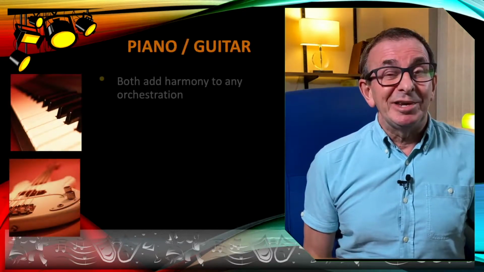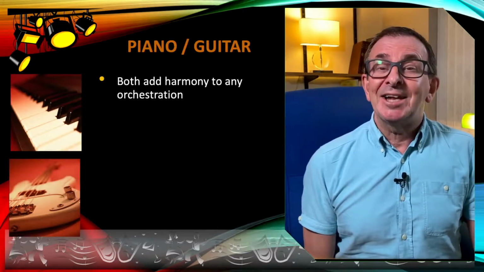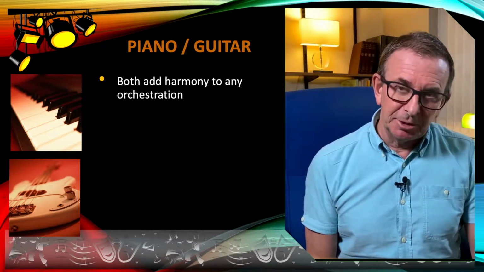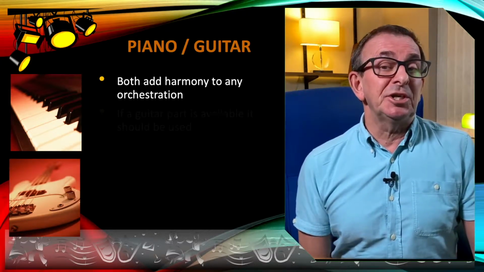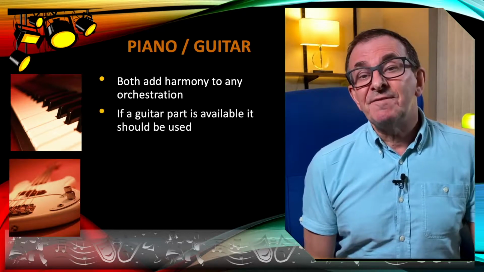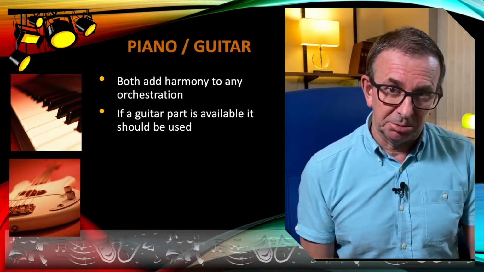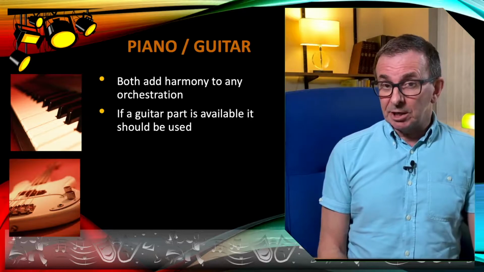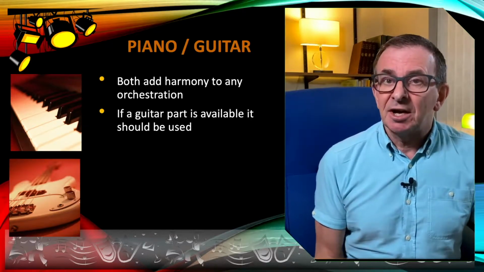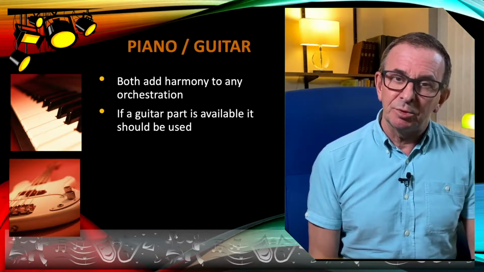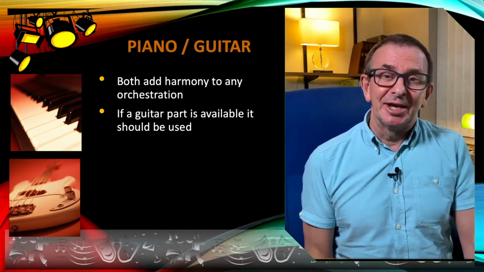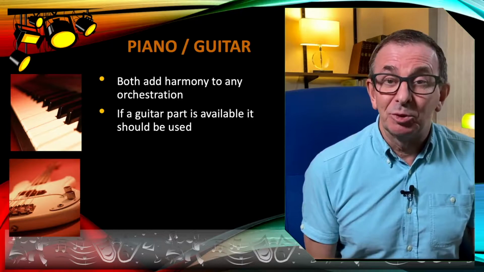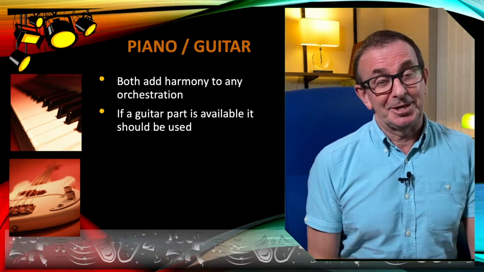Instruments like the piano and guitar both add the harmonic element to our accompaniment. If you're working on a budget and need to reduce the orchestration, if there is a guitar part available, I would be very tempted to include it because of that harmonic element the instrument would bring. And not least, if you're using it in a rock musical, it would be folly not to include the guitar and guitars.